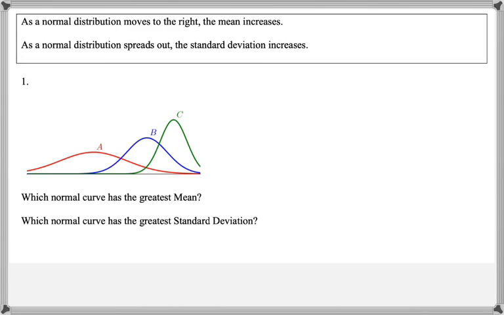So this would be normal curve C. Which normal curve has the greatest standard deviation? Curve A is the most spread out. So curve A has the greatest standard deviation.